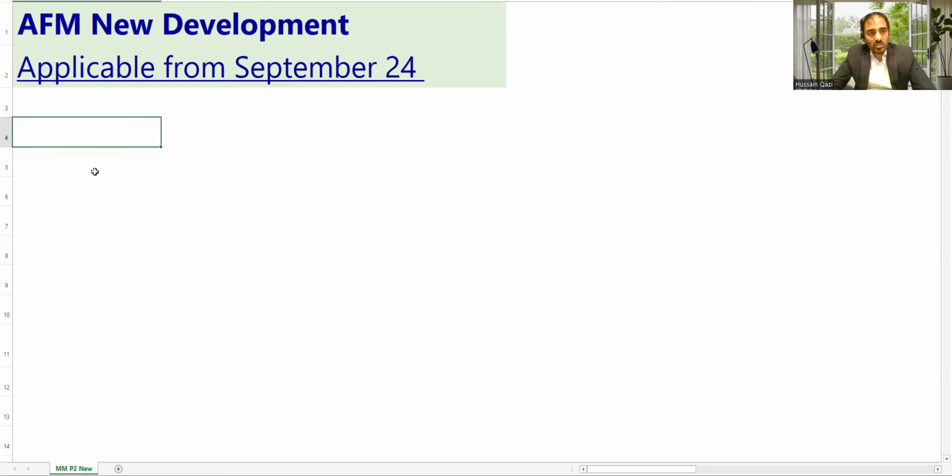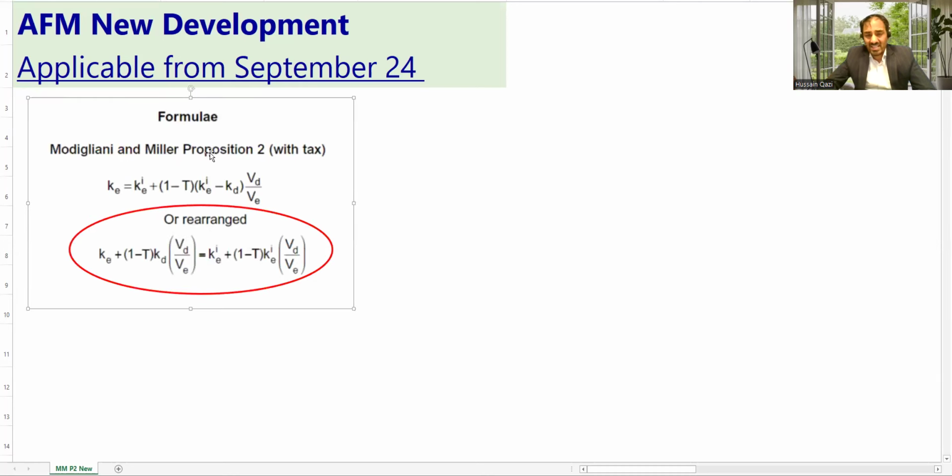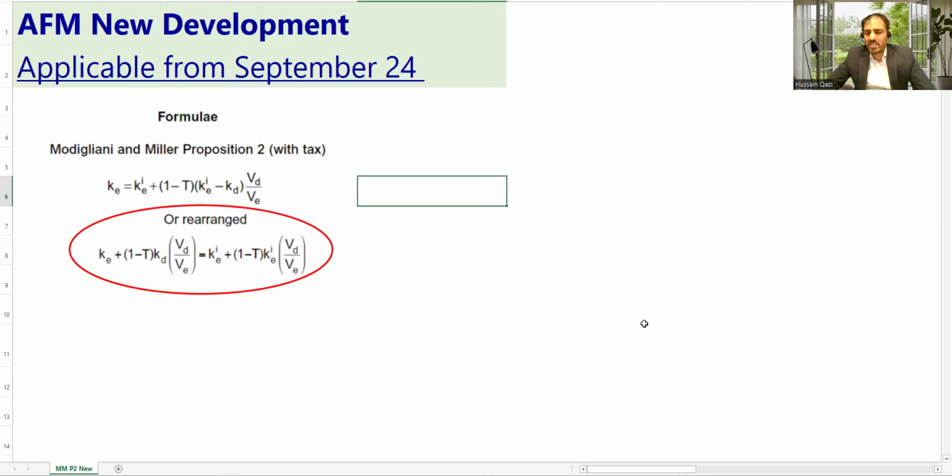AFM students, you must be aware that the ACCA examining team has introduced a new development that's applicable from September 24. But that particular development is not very extensive. A small development, no? And that's highlighted here. The ACCA examining team has introduced a rearranged formula structure to calculate cost of equity by Modigliani-Miller Proposition 2.